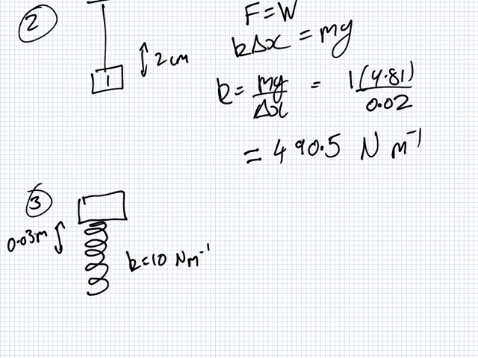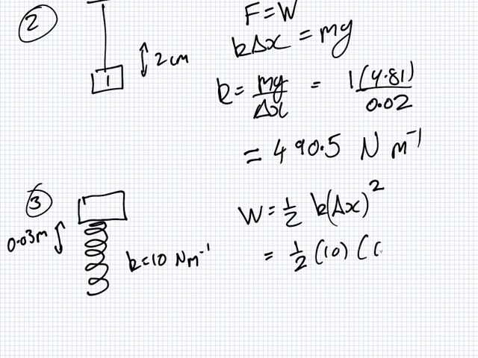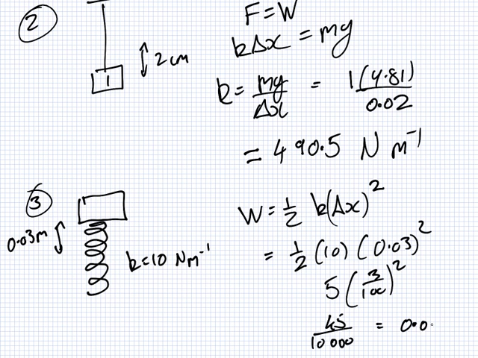Minus, we don't worry about that. So what's the work done? Well, you could say the work is a half k delta x squared. So that is a half of 10 times 0.03 squared. That's 5 times 3 over 100 squared. So what's that, 45 over 10,000? 0.0045, which is 4.5 millijoules.